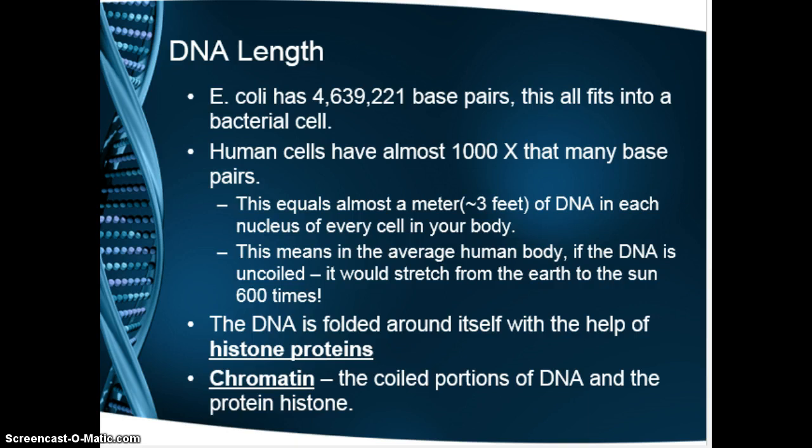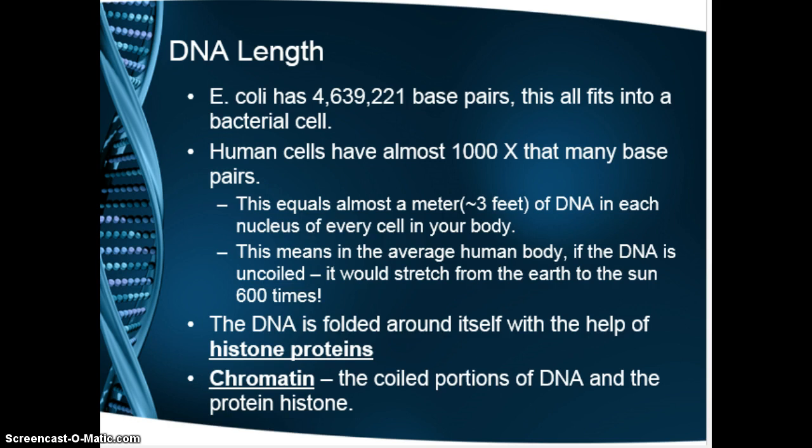This means there's about a meter, around 3 feet of DNA in each nucleus of every cell in your body. Meaning the average human body, if we uncoiled all that DNA, it would stretch from the Earth to the Sun 600 times. That is a ton of DNA that is in each individual cell. So how does all of that massive amount of DNA fit into the nucleus? Well, DNA is folded around itself with the help of histone proteins. These histone proteins are what helps the DNA kind of curl up and fold.